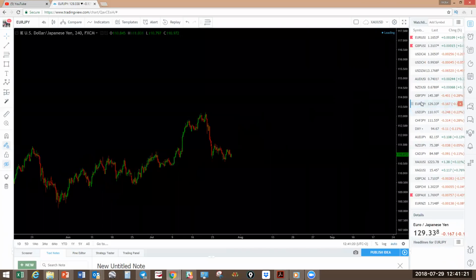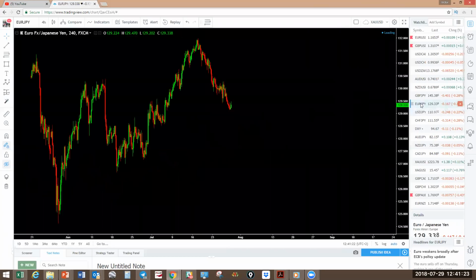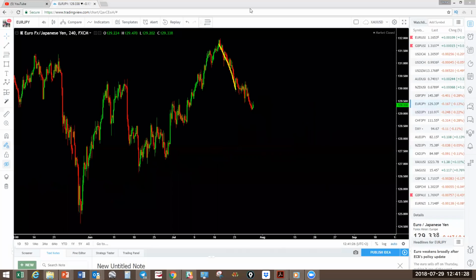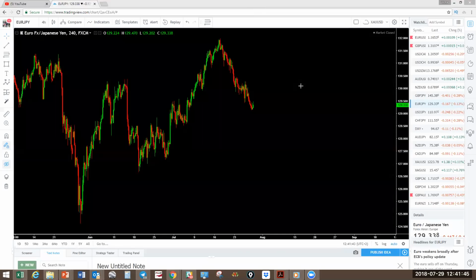Now let's look at EURJPY. EURJPY has gone down in 5 waves. 1, 2, 1, 2, 3, 4, 5 in the correction. And we're going to get a more downside here. Let's have a look if we're going to get something like that, and a bounce in 3 waves for another move like that.